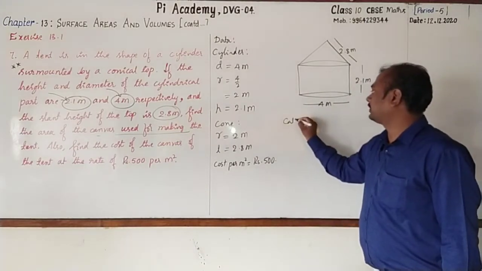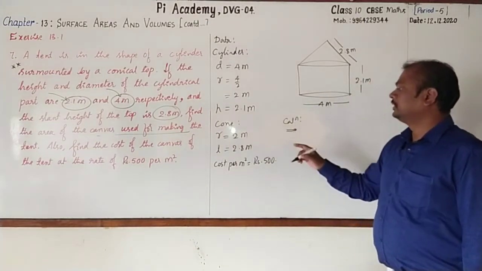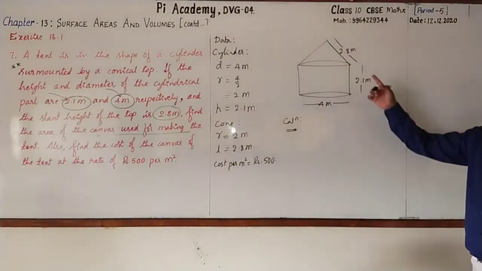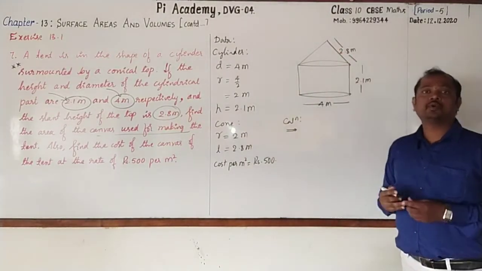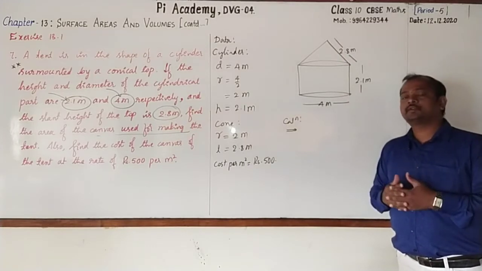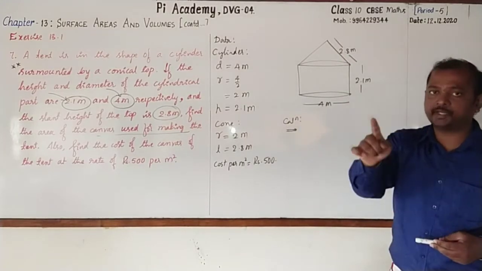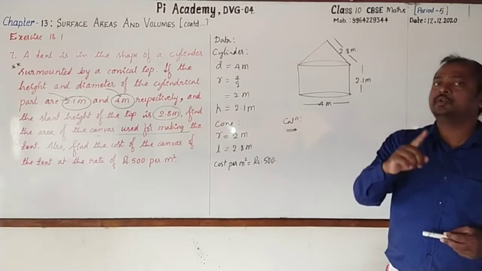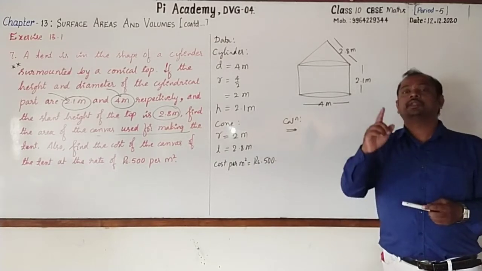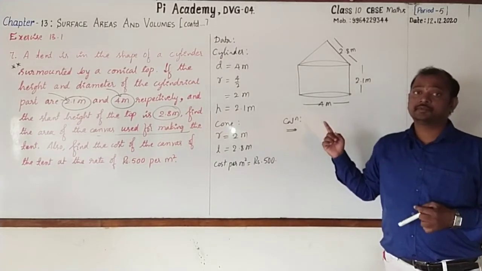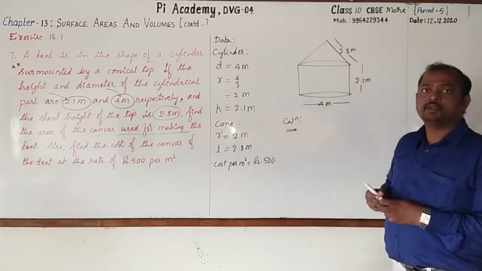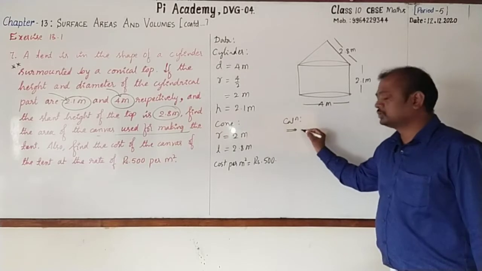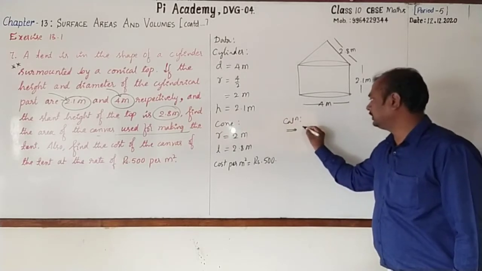Okay, let's go for calculation. Dear students, we know how to find it out. This is CSA of cylinder plus CSA of cone. What is the CSA of cone formula? It is pi into r into L. We know the value of pi, then r, and do you know the slant height? Yes, they are given. So let's go for using that. Please go on writing with me.